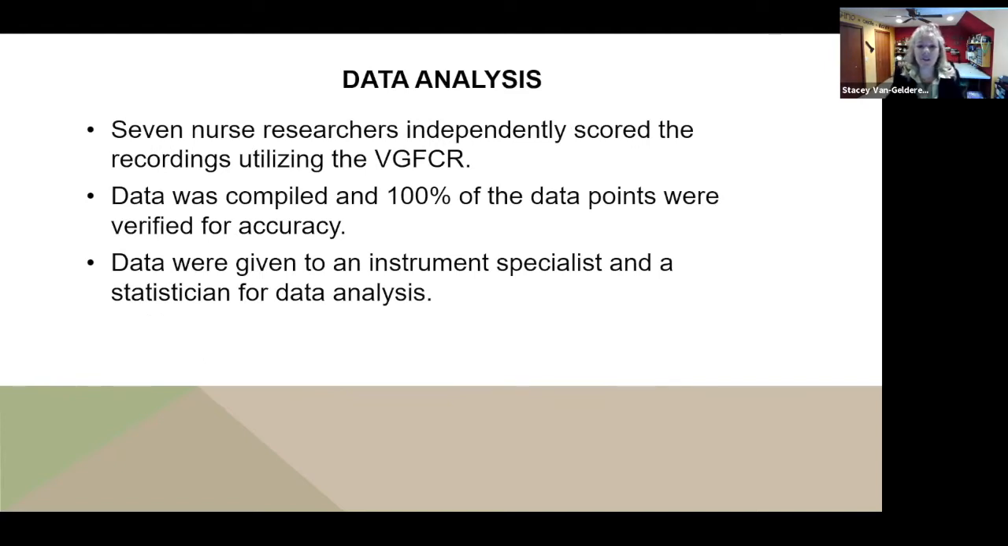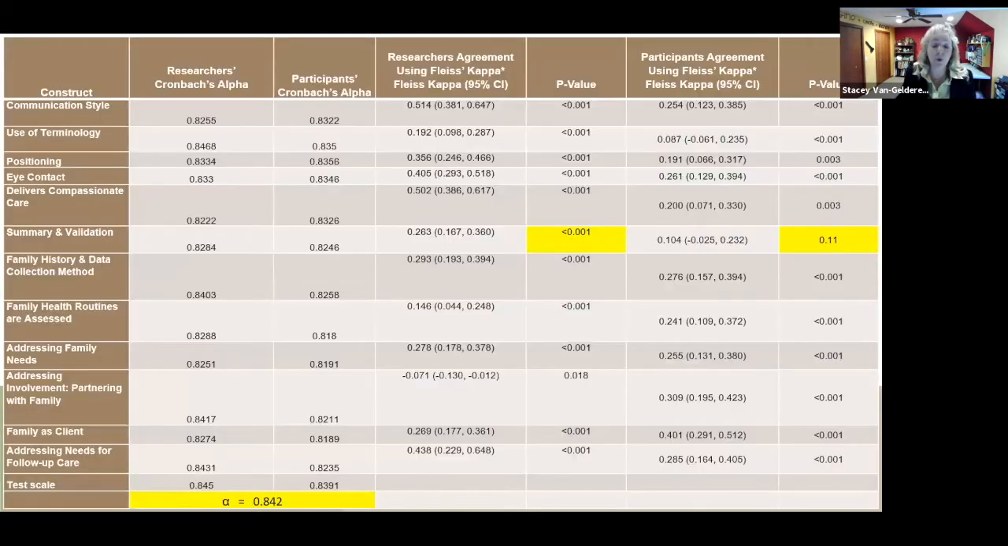So we had 7 nurse researchers that independently scored the recordings. All data was compiled, and 100% of the data points were verified for accuracy. Then we gave our results to the statistician, who then scored it for us. We had 2: one instrument specialist and another that was a statistical person.